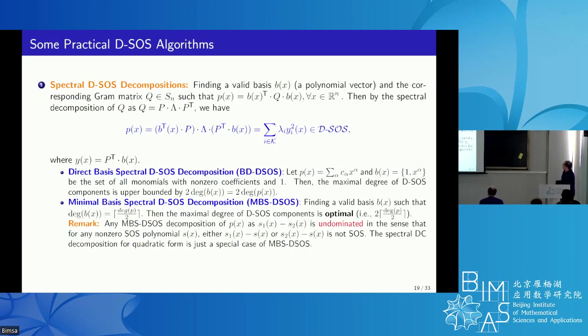In practice, if you want to apply that, you should find a basis. There are a lot of ways to construct that kind of basis. One method is called the direct basis, meaning that we collect all the monomials, with one if there is no constant part. Using this set, the corresponding decomposition has a maximum degree of the components that is twice the degree of the basis, and that is the degree of the polynomial. So it's an easy way to construct a decomposition.